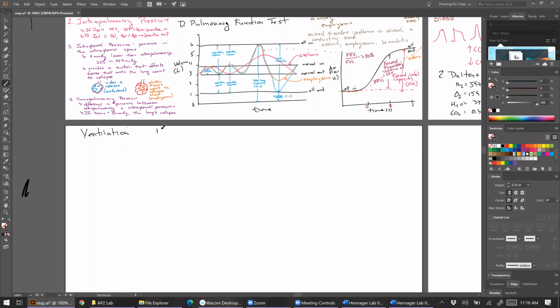Ventilation, external respiration, transport, which is what we are going to start with today. Internal is pretty easy. Cellular is pretty easy too.